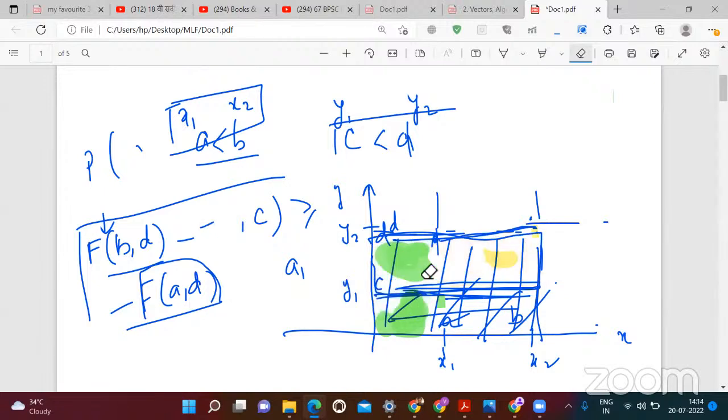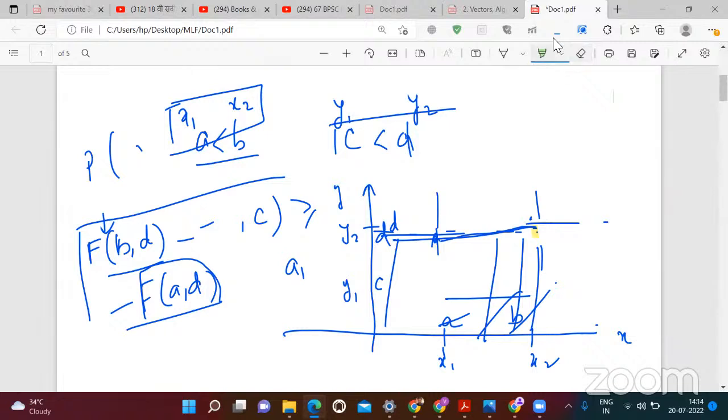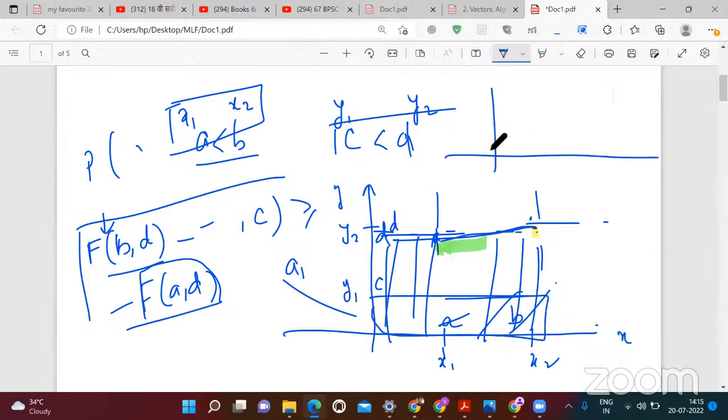Yes, sir. After reducing this F(a, d), we are left with that rectangle abcd. Then by adding this thing, F(a, b)? No. See, when we reduced, we first took the total area, then we reduced this area. So now we are left with this area only. This is A, this is B, this is C, and this is D. So this is the area till here.